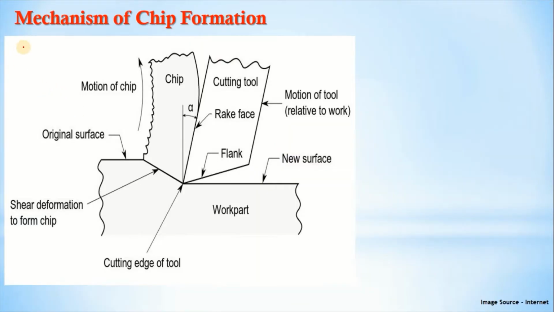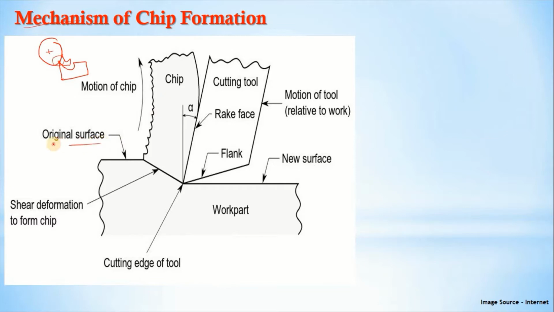First we will discuss the mechanism of chip formation. During analysis of machining, the tool has to be rotated 90 degrees in the counterclockwise direction as compared to the actual machining. In any machining operation, this is our tool, and from this tool the chips are removed to get the final finished product. The workpiece is rotated at some angle, so now we draw it in this fashion.